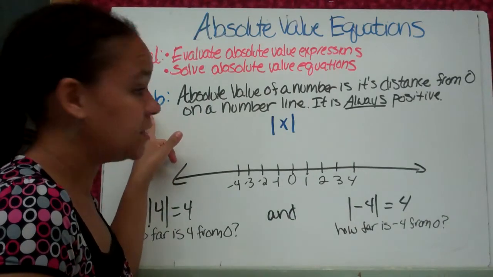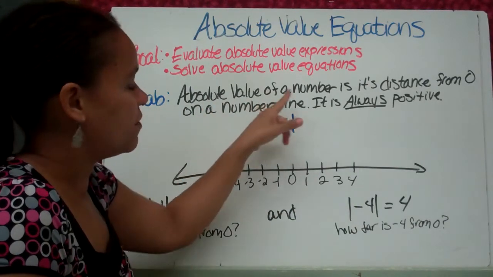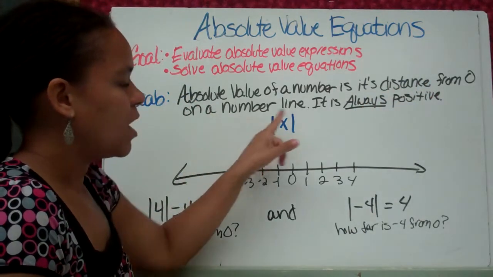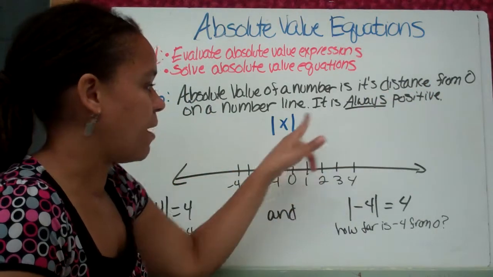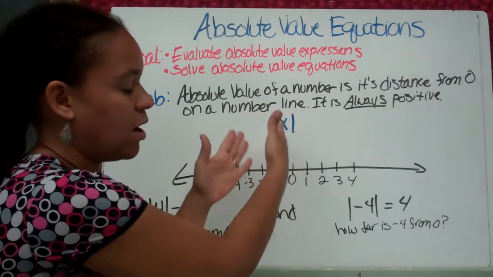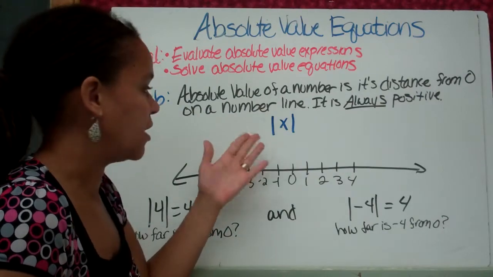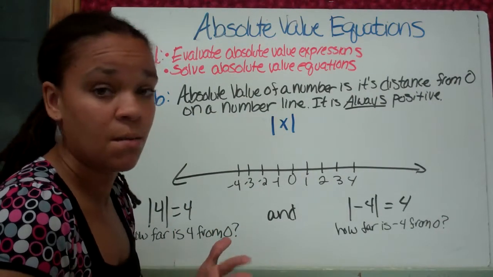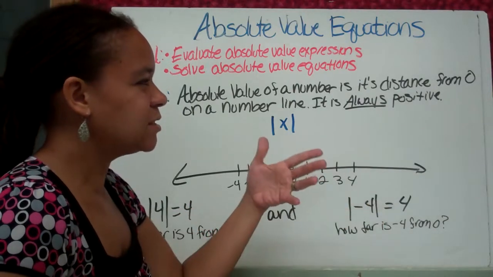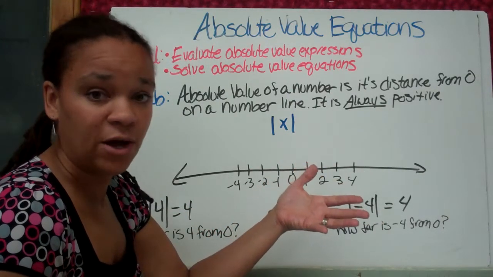So our vocab for this lesson: the absolute value of a number is its distance from zero on a number line. And it's always positive, and let's talk about that. This is the symbol you'll see for absolute value, the two little bars around whatever you're taking the absolute value of. I just put x, but there could be a number in there, a polynomial, binomial, anything. And here's our number line.